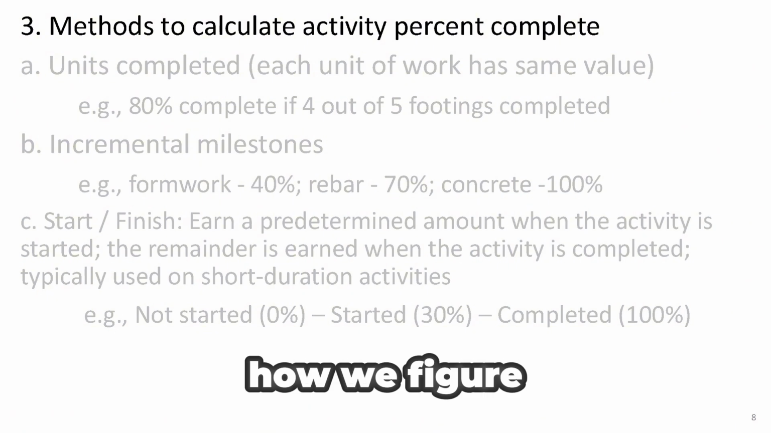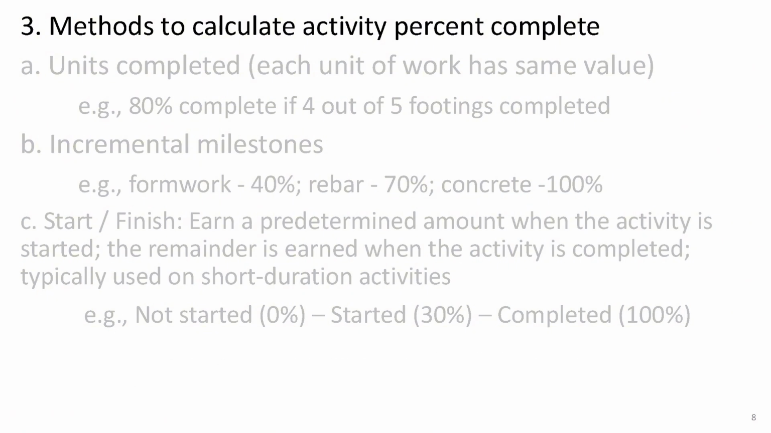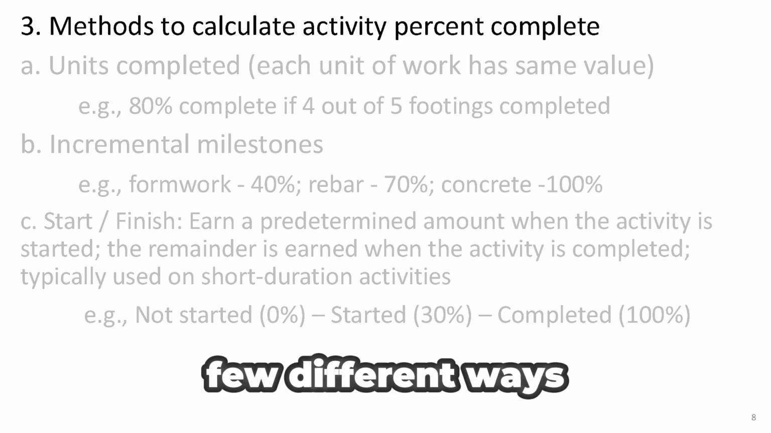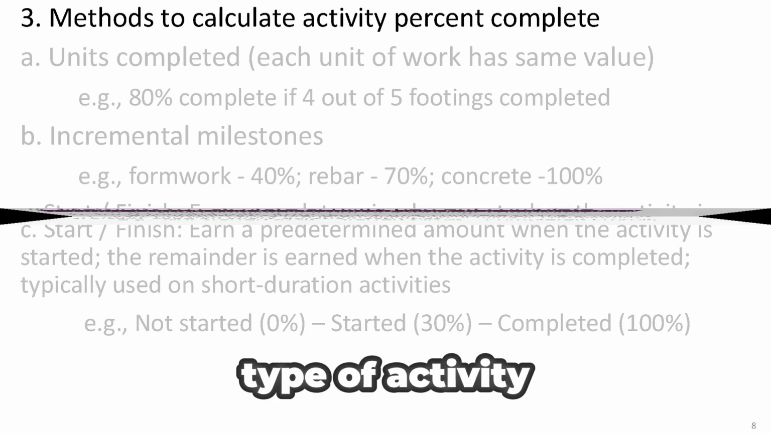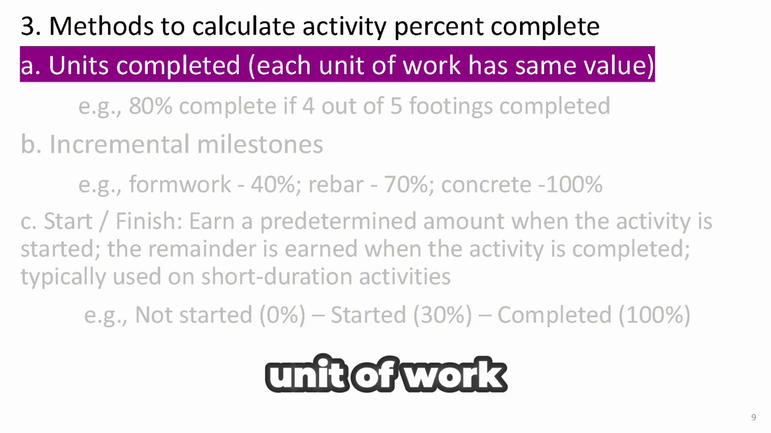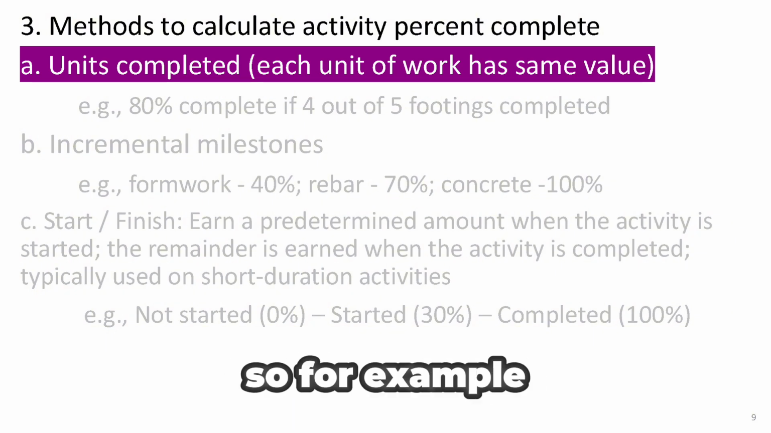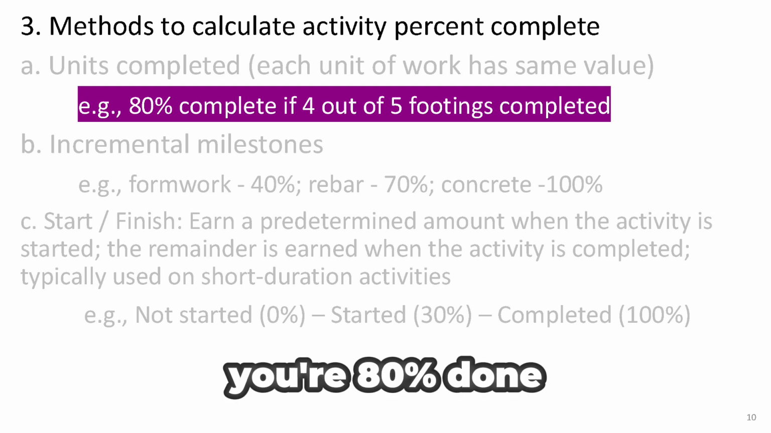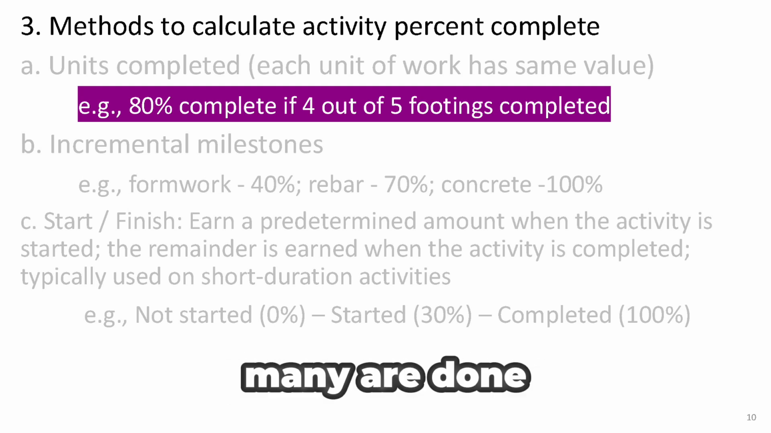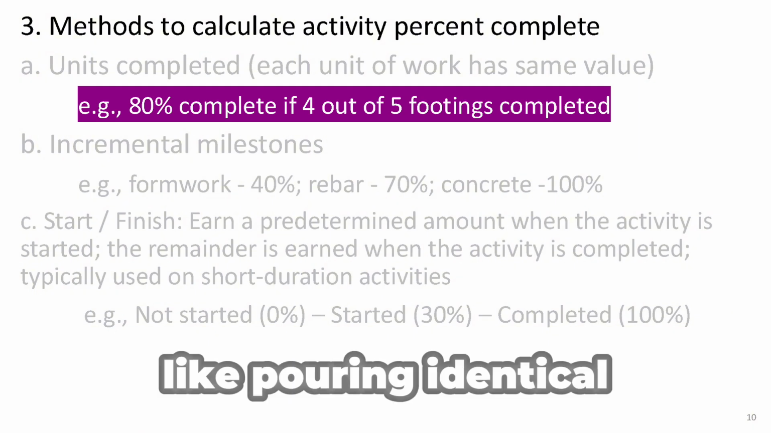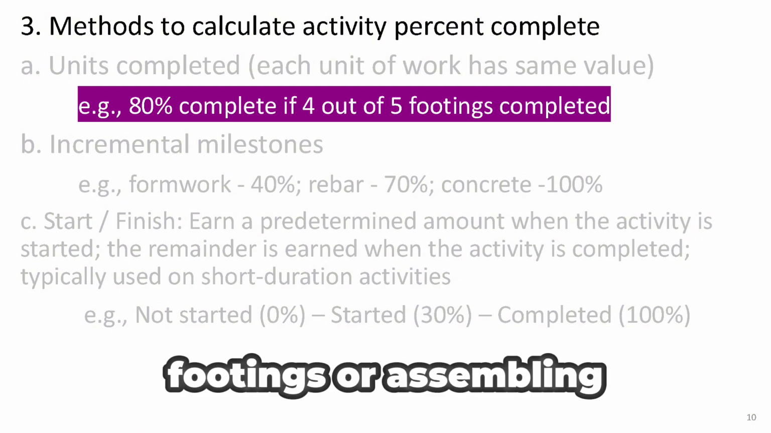Let's talk about how we figure out % complete for an activity. In other words, how much of the work has actually been done. There are a few different ways to do this, depending on the type of activity. First is the units completed method. This one works best when each unit of work has the same value. So, for example, if you're building 5 footings and you've finished 4 of them, you're 80% done. It's simple. Just count how many are done out of the total. It's great for repetitive tasks where every unit is the same, like pouring identical footings or assembling furniture.